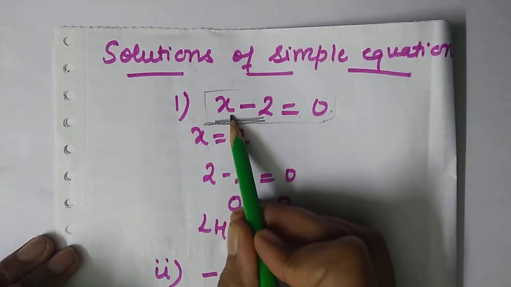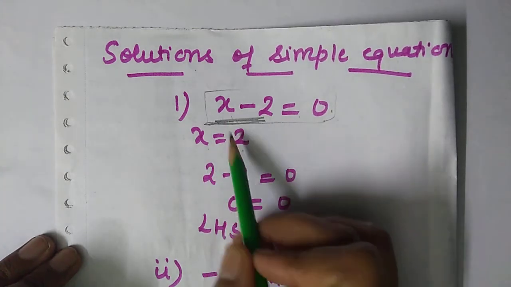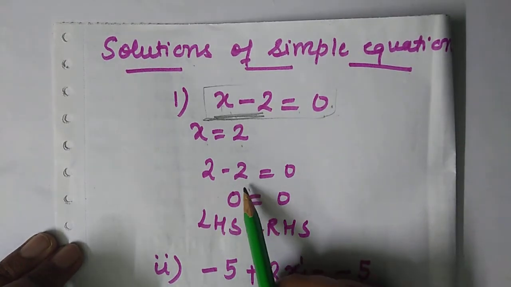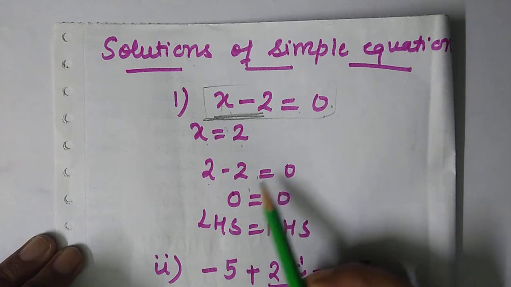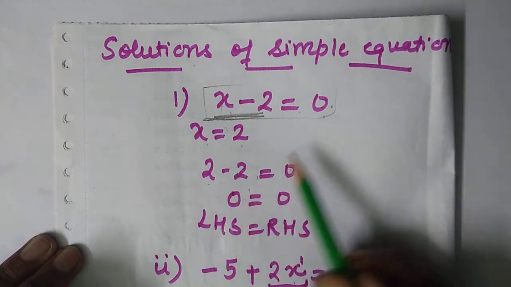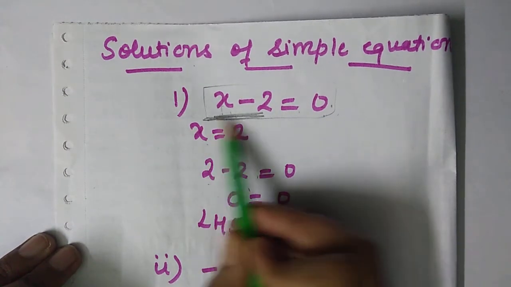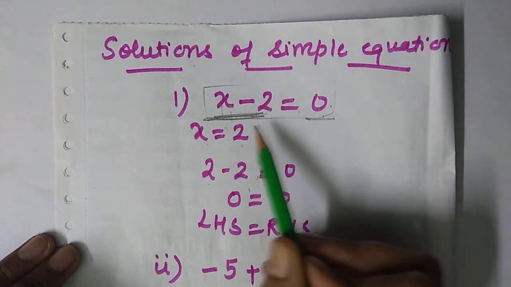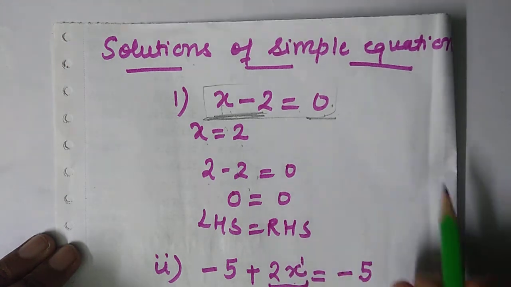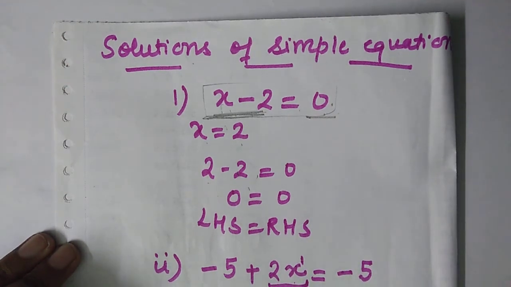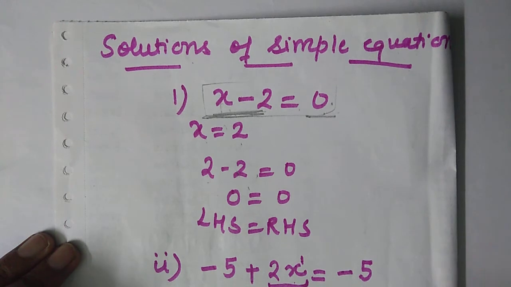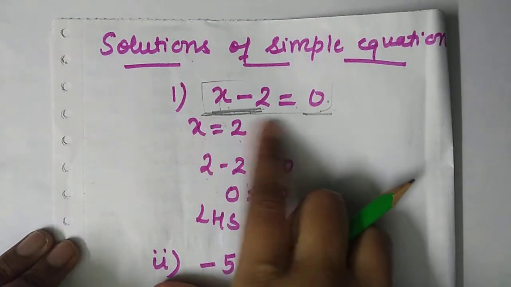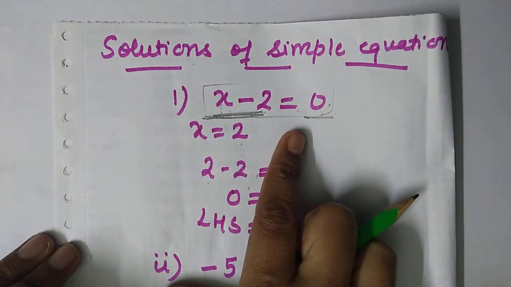Okay, so if I put x equal to 2, it will be 2 minus 2. LHS will be 2 minus 2, and that is equal to 0. So by putting x equal to 2, this left hand side is equal to this right hand side. It means x equal to 2 is the solution of this given equation. Okay, so we can say a solution is a number which satisfies the given equation. So here the solution of this equation is x equal to 2.